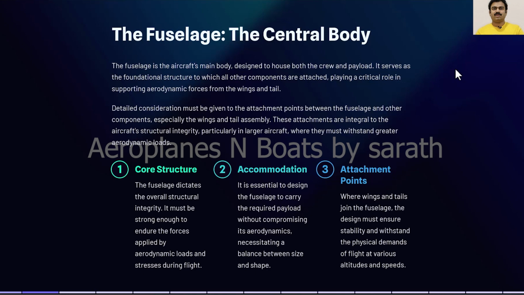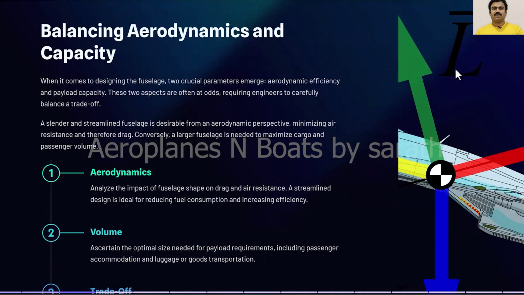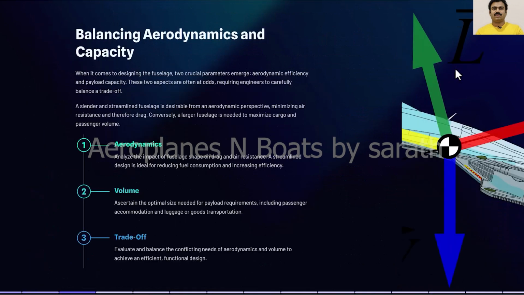So, the fuselage must also be designed considering two opposing parameters: aerodynamic geometry and volume. A small, narrow fuselage would be better aerodynamically because there would be less air resistance, less drag. However, we also need to take into account the volume, right? So if we intend to transport people and payload inside, it has to be reasonably big. So we must find a balance, a trade-off between aerodynamic geometry and volume.